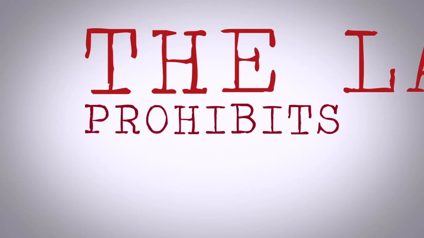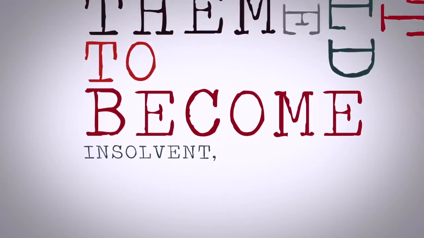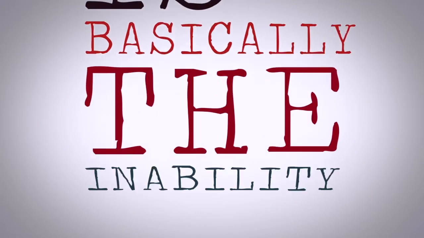And then the final confluence of factors to take into account on the equity side is the law. The law prohibits entities from making distributions that would cause them to become insolvent, which is basically the inability to pay off their debts. And so you can't distribute out an amount of money and leave your creditors high and dry. And those 3 factors go into how much net profits you can distribute.